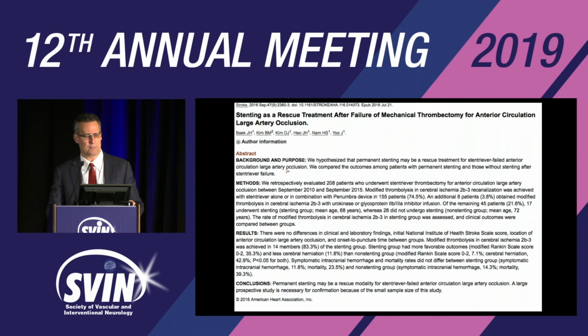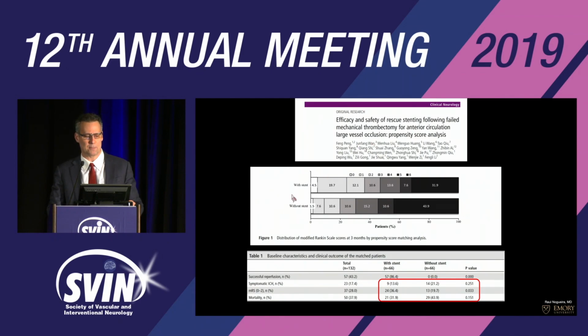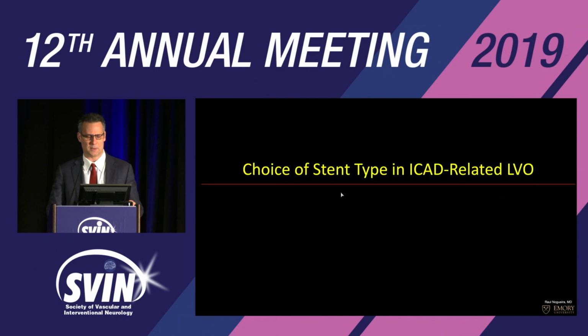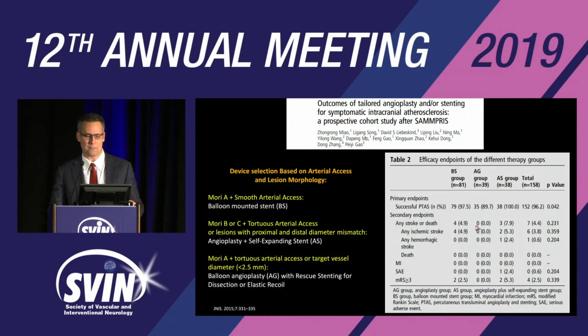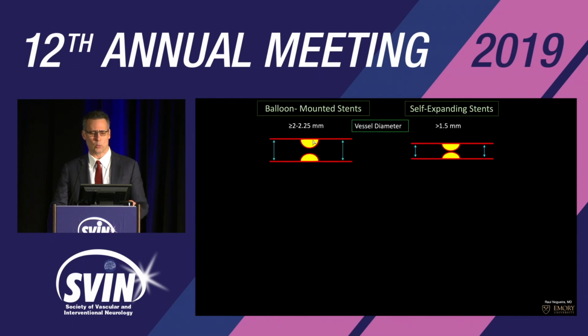Some additional papers, but specifically I want to show this paper where they compare stent versus non-stent in patients that had refractory lesions in China, and you can see a shift towards better outcomes with stenting. I really think you need a randomized clinical trial in this patient population. So how do you choose your stent? You should know the Mori classification. This is a great paper where you can use the Mori classification to guide your decision-making process between self-expanding versus balloon-mounted stents. Here is how I would summarize.